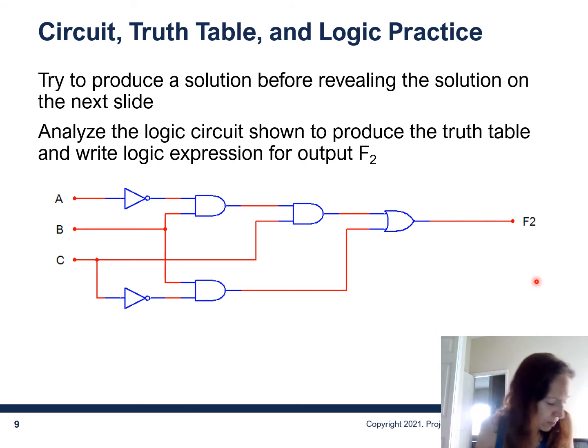So here we have one that says, try to produce a solution before revealing the solution. Analyze the logic circuit shown to produce a truth table, and then write the logic expression for F2.